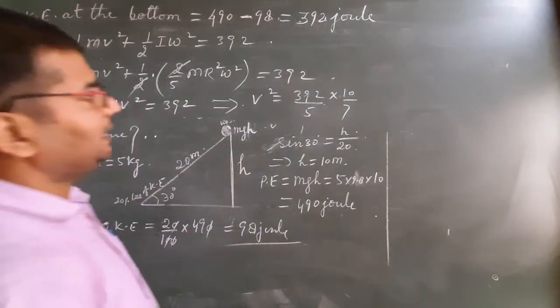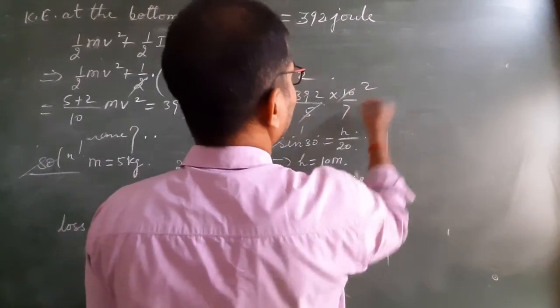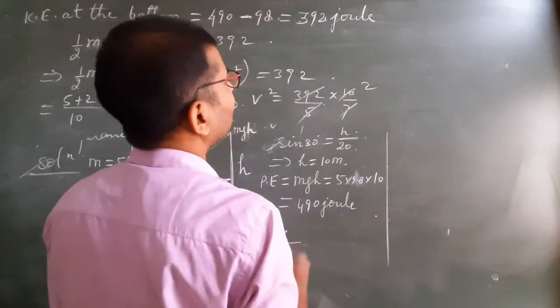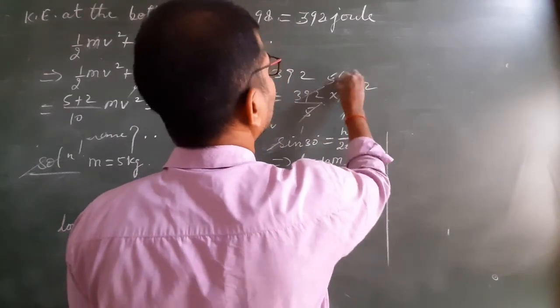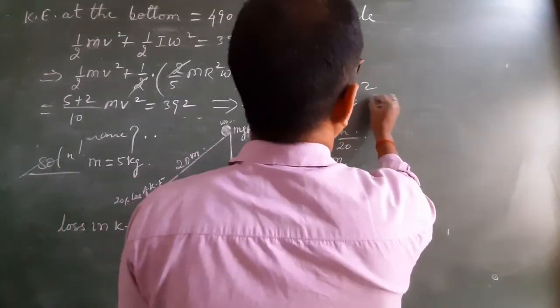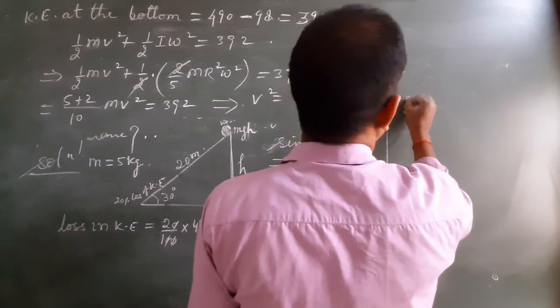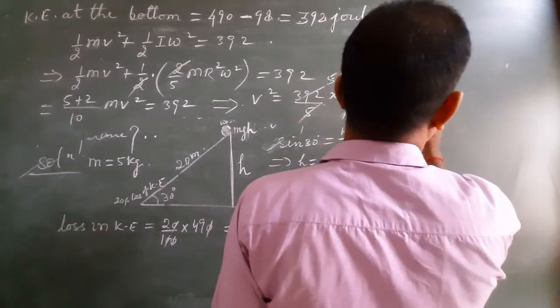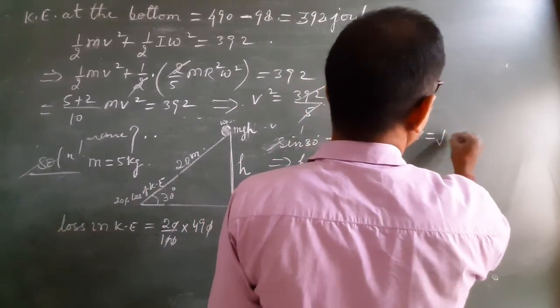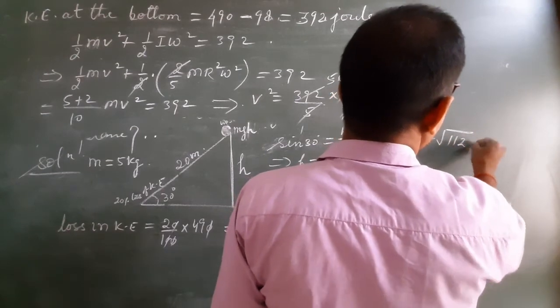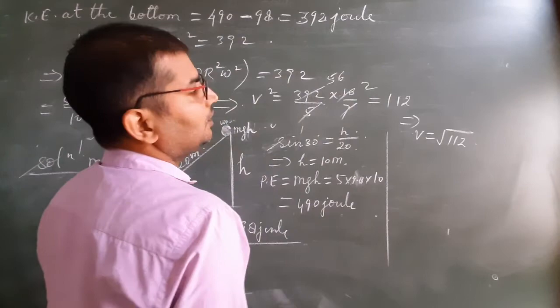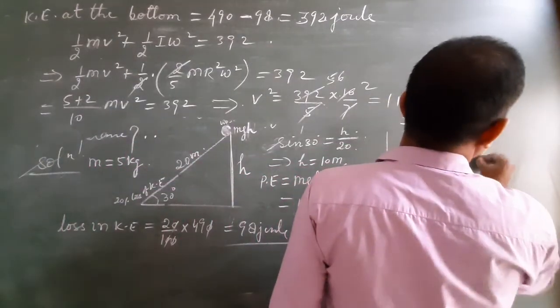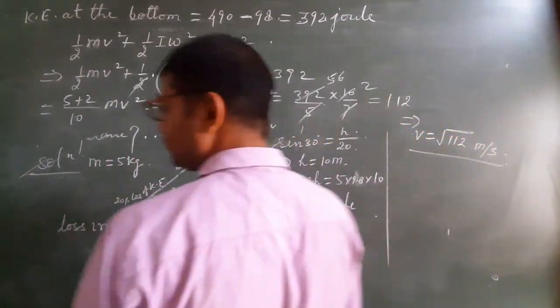So this can be written as 5 into 10, and 7 fives are 35 and 7 sixes are 42. I think it will be 112. So v is equal to under root 112, and its unit will be meter per second. We can solve it. Thanks.